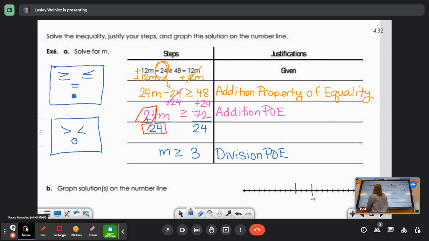All right, so here's 3, here's 0, here's -3, closed dot. Which way do we shade? To the right. And don't forget to shade the whole thing, you have to do the arrow. All right, that's it.